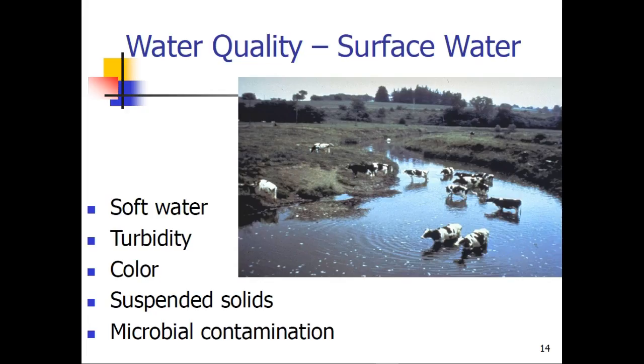So, I see this kind of thing all around. We're in an ag area. And the more you think about it, the more you're involved with water, the more you're going to think about all those creeks and everything else. And what are we looking at? Well, in our surface water, it's soft water, we have a lot of turbidity, we have color, suspended solids, and microbial contamination. Again, this is the stuff that theoretically can make you really sick.